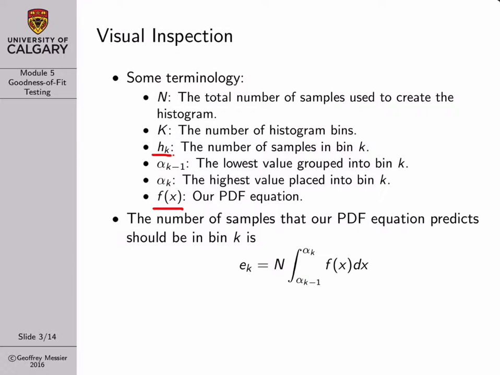The number of samples that our PDF equation predicts should be in the kth bin is just the total number of data samples recorded in the histogram multiplied by the proportion, or the probability, that a sample falls into bin K. That can be determined just by integrating our candidate PDF equation over the range of values contained within the bin that we're considering. We call this the expected number of samples in the bin, and that's why I denote it EK.